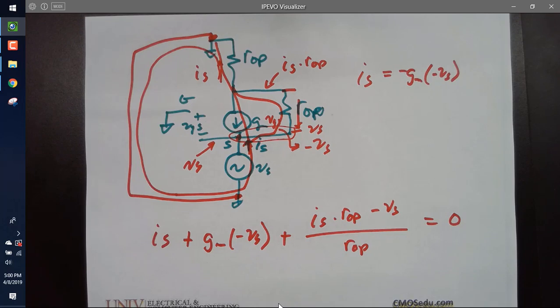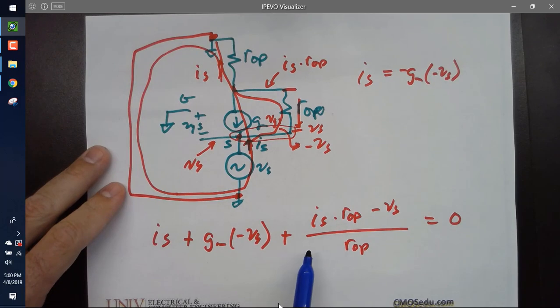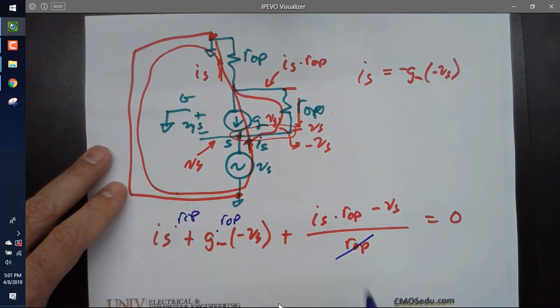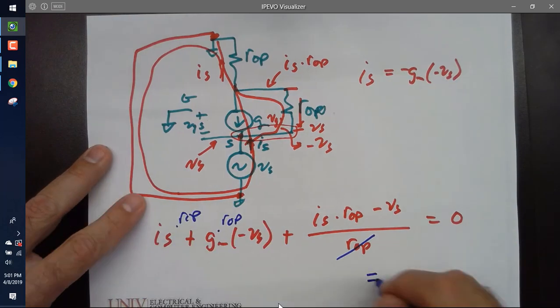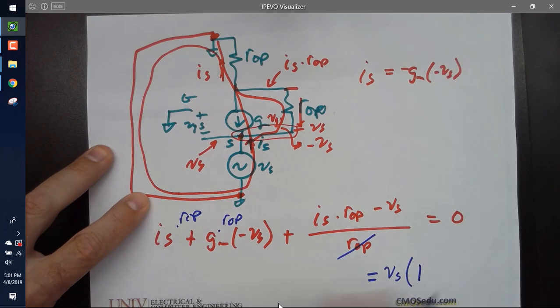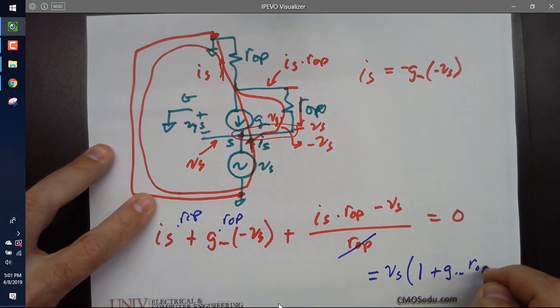Okay, so what do I do now? Just solve, right? And what am I after? Well, what am I after for the input impedance? VS over IS. Yeah? Okay, so let me split everything up and I'll put the VS's. So why don't I do this? Times R out P, cancel, times R out P. And so I'll move the VS's over here and I get VS times 1 plus GMR out P.